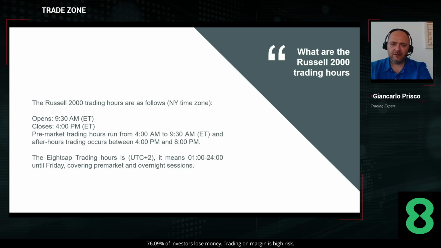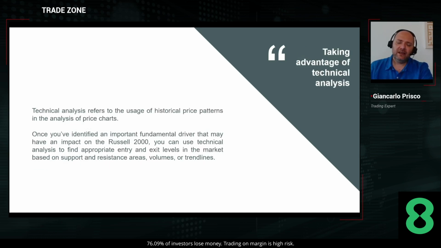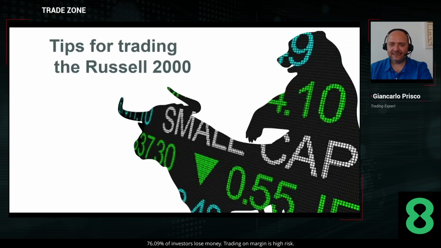We can work until Friday covering pre-market and overnight session with CFD. So we have a big opportunity to work not only intraday but also multi-day. And of course, we can take advantage of technical analysis. The Russell 2000 also works very well with technical analysis and volume, and all these aspects help to have a bigger opportunity to find the best timing where we can enter short or long on these indexes.